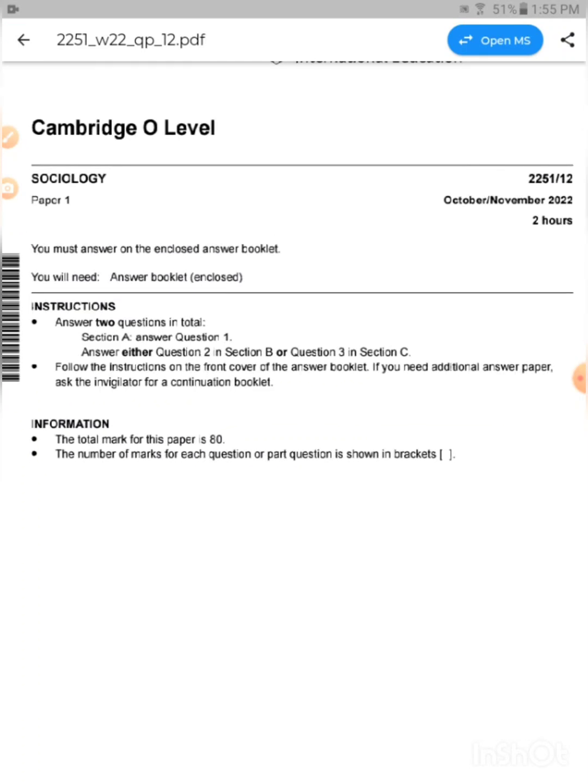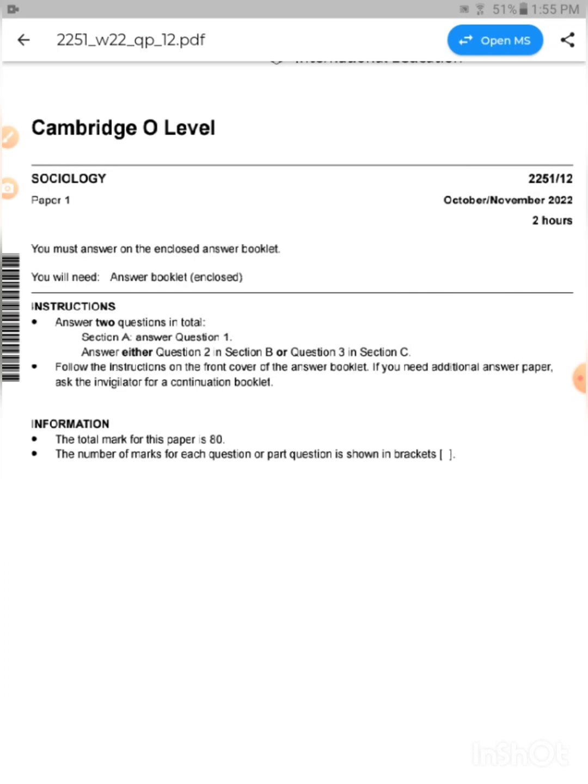You have roughly 2 hours to attempt this paper, so you have a lot of time, and you only have to attempt 2 questions. From section A, you will get one question, and that is a compulsory question, so you have no choice. Whereas you need to attempt one other question, either from section B or from section C. You have one question from section B and one from section C, and you just have to attempt any one. So you have a choice apart from the compulsory question.